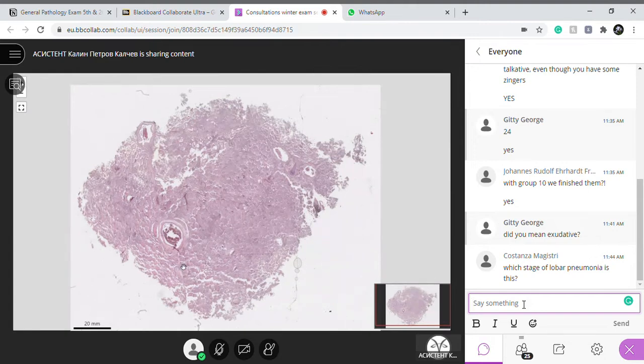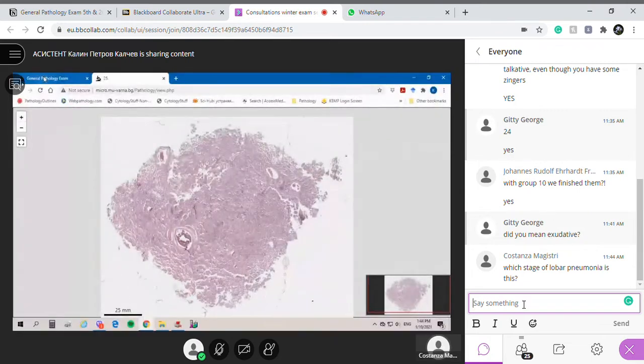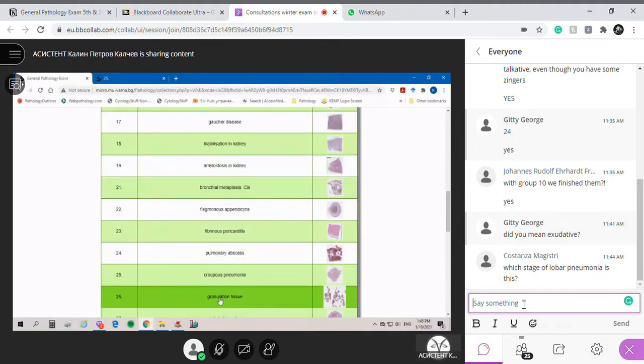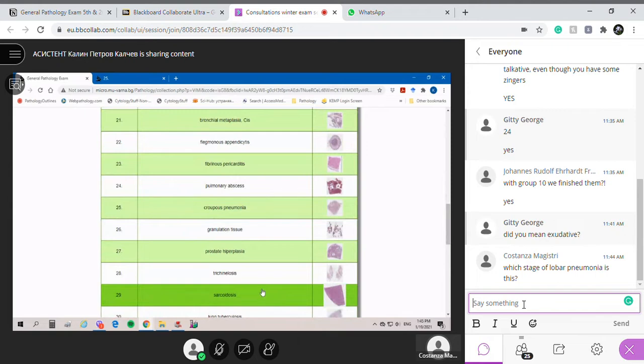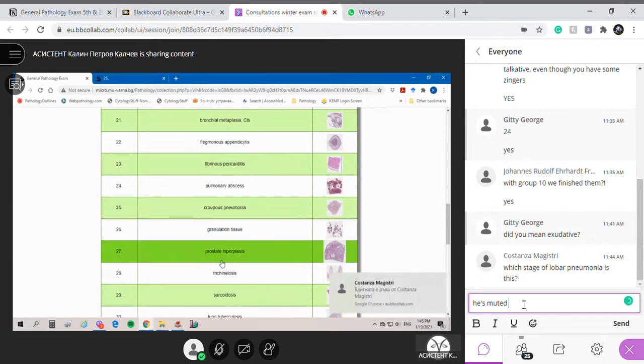Okay, so we continue with slide number 26. Sorry, can you hear me? Hi. And we continue with, this is the last type of inflammation here. Later on we continue, oh no, not the last one.